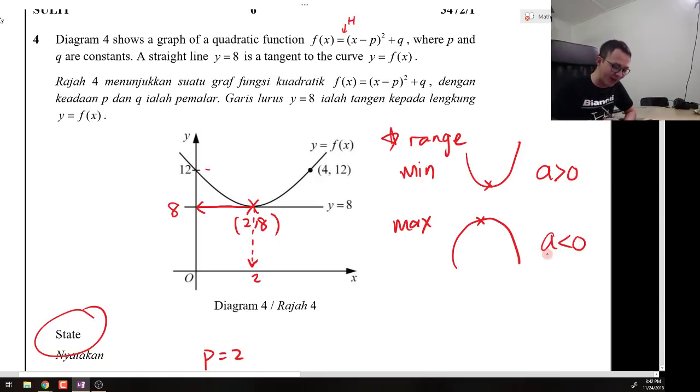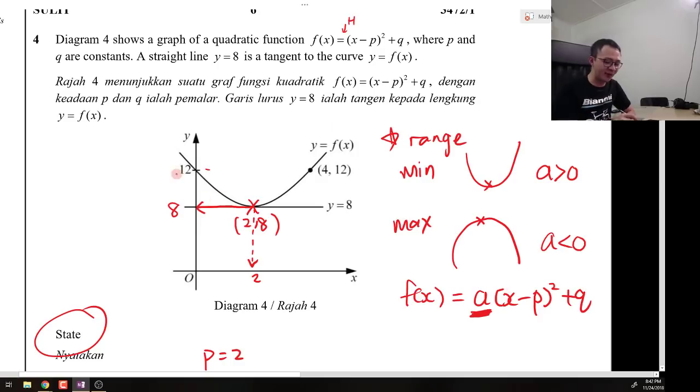And what is the a value? a will be the value in front of the bracket squared. Yes, this is the a. So it depends on the diagram. In this case, it's a U shape, right? So if you ask about range, my a is bigger than 0, because a must be positive in order to get the minimum graph. If a is negative, then you will get a maximum graph.